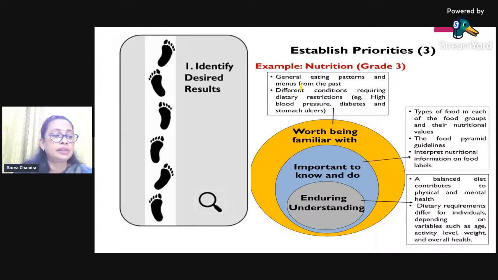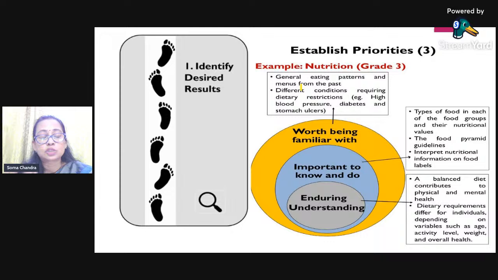The next example is nutrition. We are all teachers and we teach them nutrition, we teach them about food from grade 1, 2, 3, 5, and we bifurcate them: healthy food, unhealthy food, right? Different kinds of food, what are carbohydrates, vitamins, proteins. So it's for grade 3. The enduring understanding would be a balanced diet contributes to physical as well as mental health.